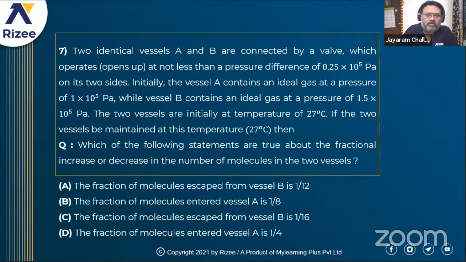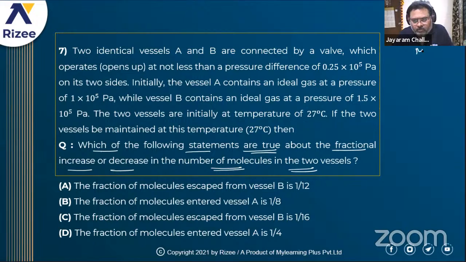Okay. Seventh question, two identical vessels. It's a paragraph question. The first question is the sixth question, and the seventh question is a continued question. All the values are the same. Which of the following statements are true? He is asking about the fractional increase or decrease in the number of molecules in the two vessels. So that is the number of moles. Small n is proportional to the number of molecules.